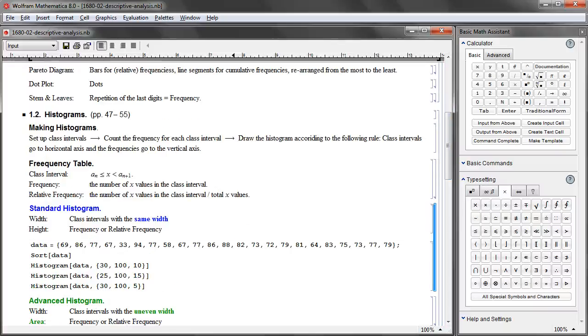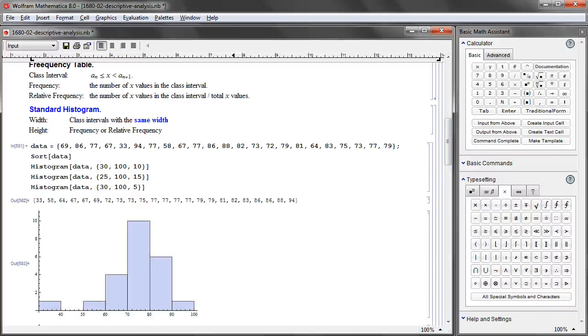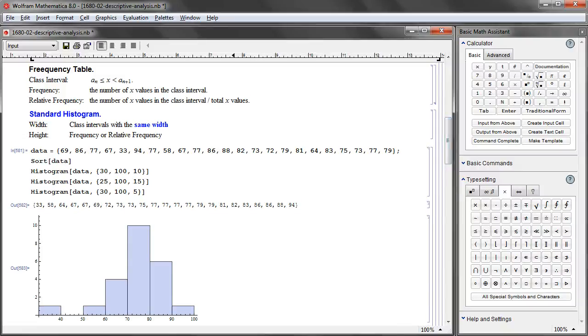And here's an example of a standard histogram coming from the same data set that we had been dealing with. We use the same data set for stem and leaf display, dot plots, and actually everything. Pie chart, bar chart, Pareto diagram, the same thing, to tell the truth. Part of the reason I wanted to do some comparison.